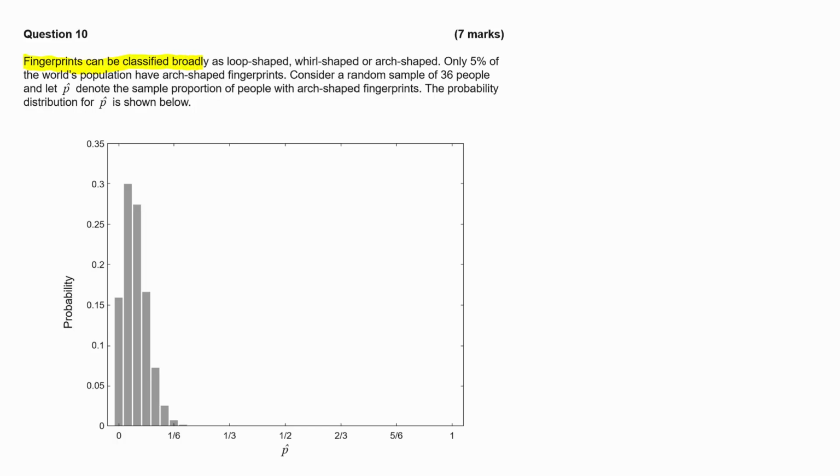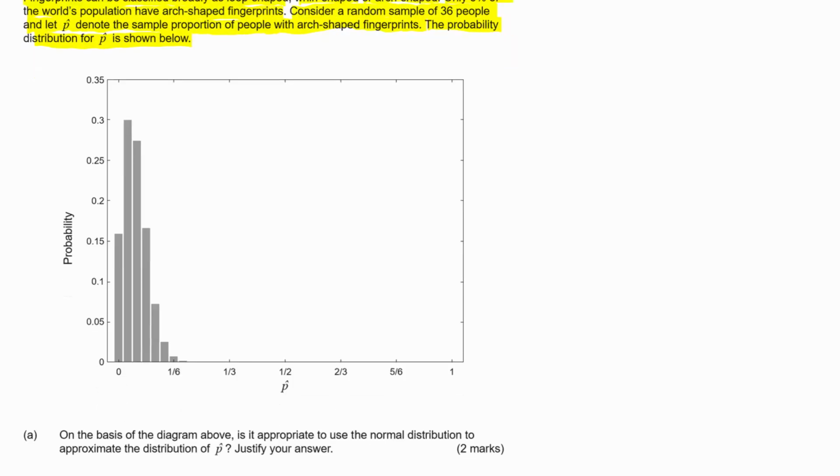Fingerprints can be classified broadly as loop-shaped, whirl-shaped, or arch-shaped. Only 5% of the world's population have arch-shaped fingerprints. Consider a random sample of 36 people and let p hat denote the sample proportion of people with arch-shaped fingerprints. The probability distribution for p hat is shown below.